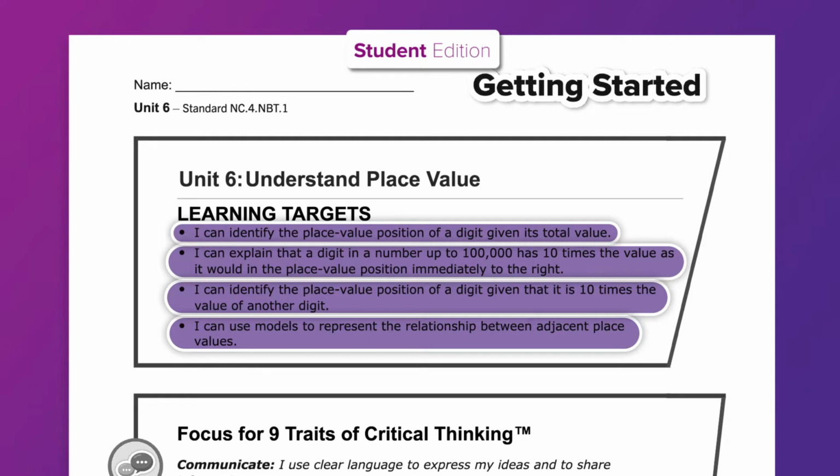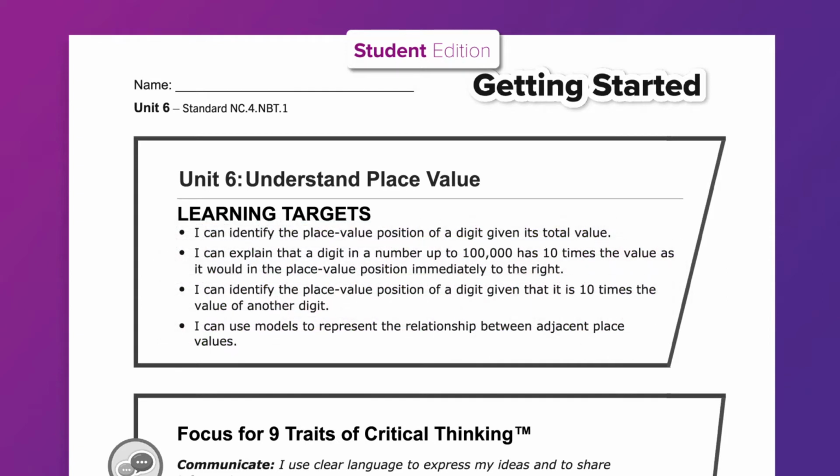Also, these targets are clearly laid out for the student at the beginning of every unit. Students can use this list of targets to evaluate how they're doing throughout the unit. Many teachers say that they like to revisit these targets throughout the unit and use it as a checklist for their students by having them highlight the targets that they feel they have mastered.